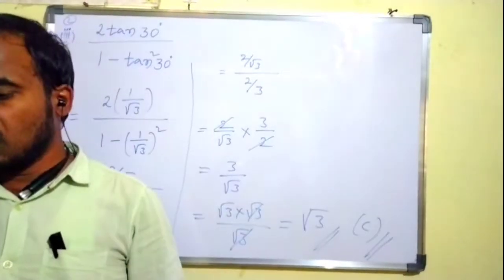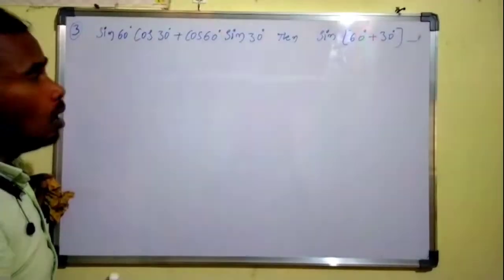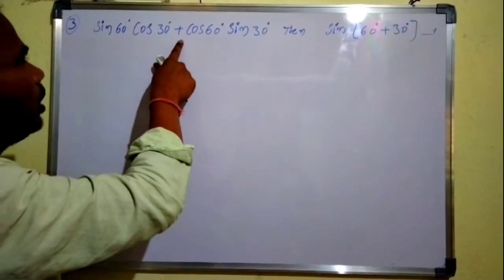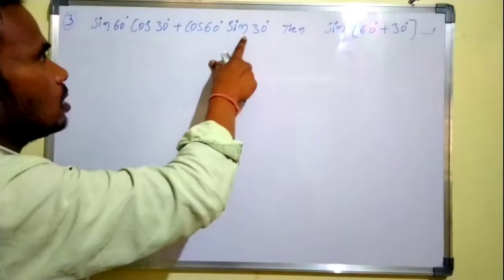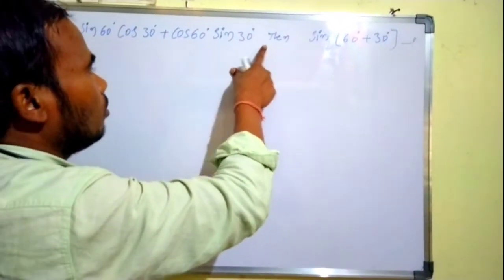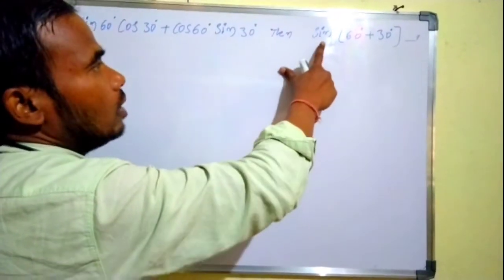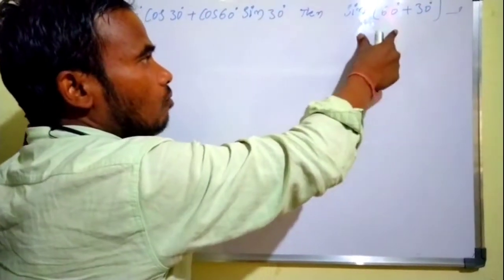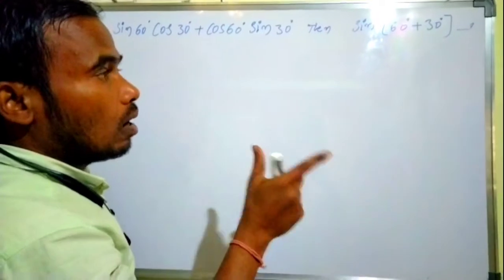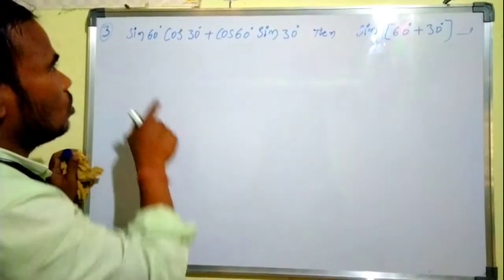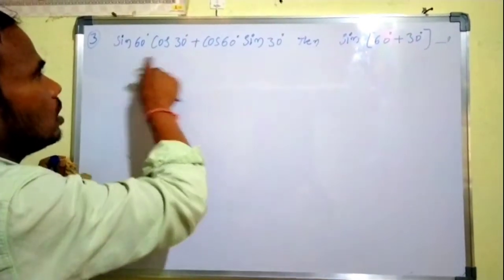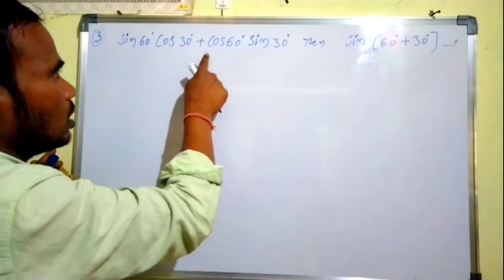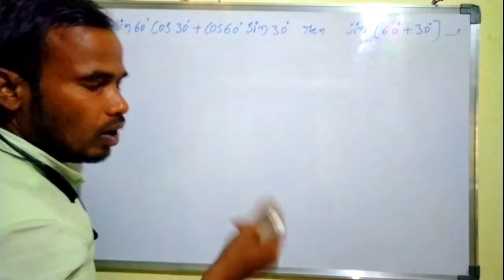Now we are going to the third question. Now third question: sin 60 cos 30 degrees plus cos 60 sin 30 degrees, evaluate this value, and sin of 60 plus 30 degrees, this value you can find. What is the conclusion the question is asking? So first we are finding this left side value. Sin 60 into cos 30 plus cos 60 into sin 30 degrees value we are finding.